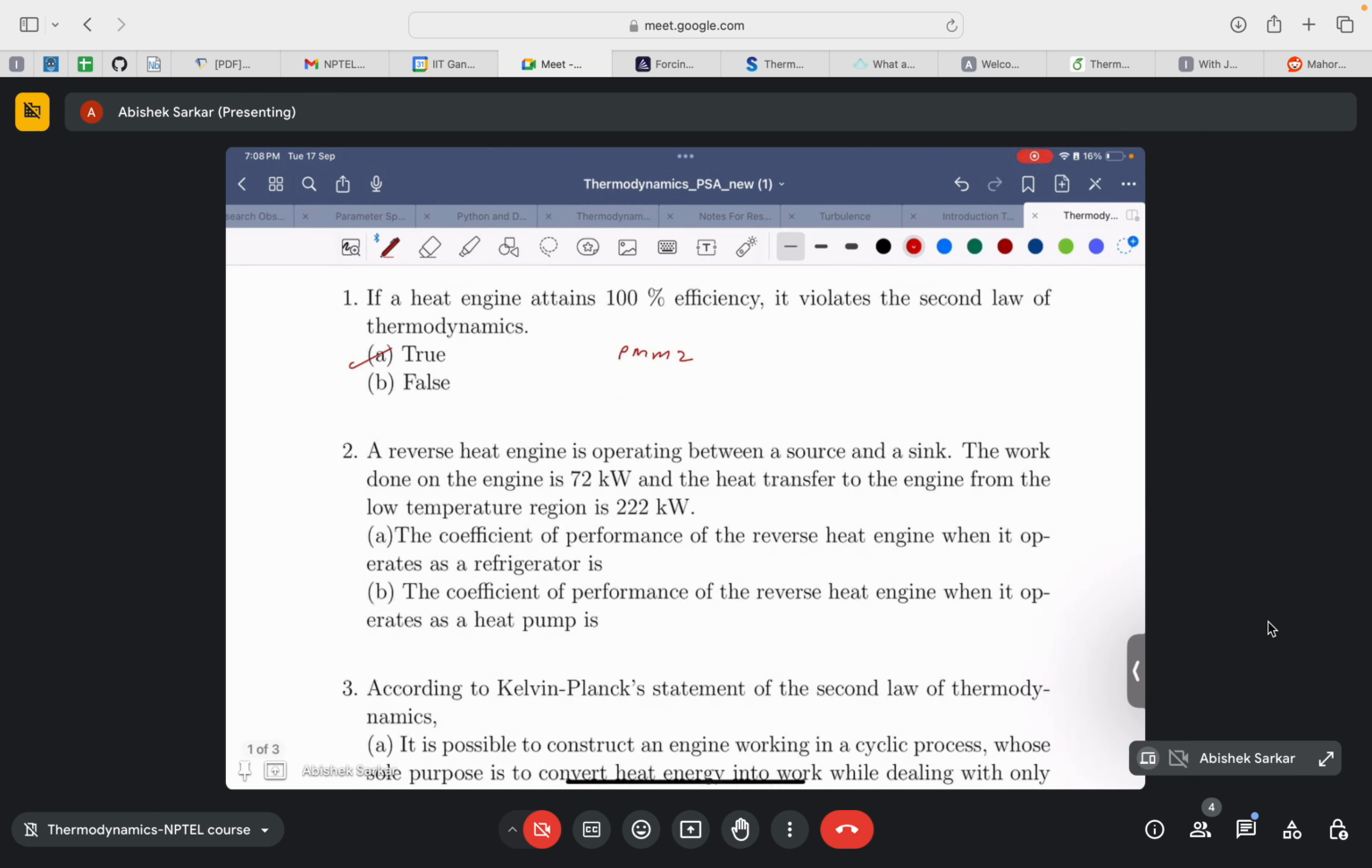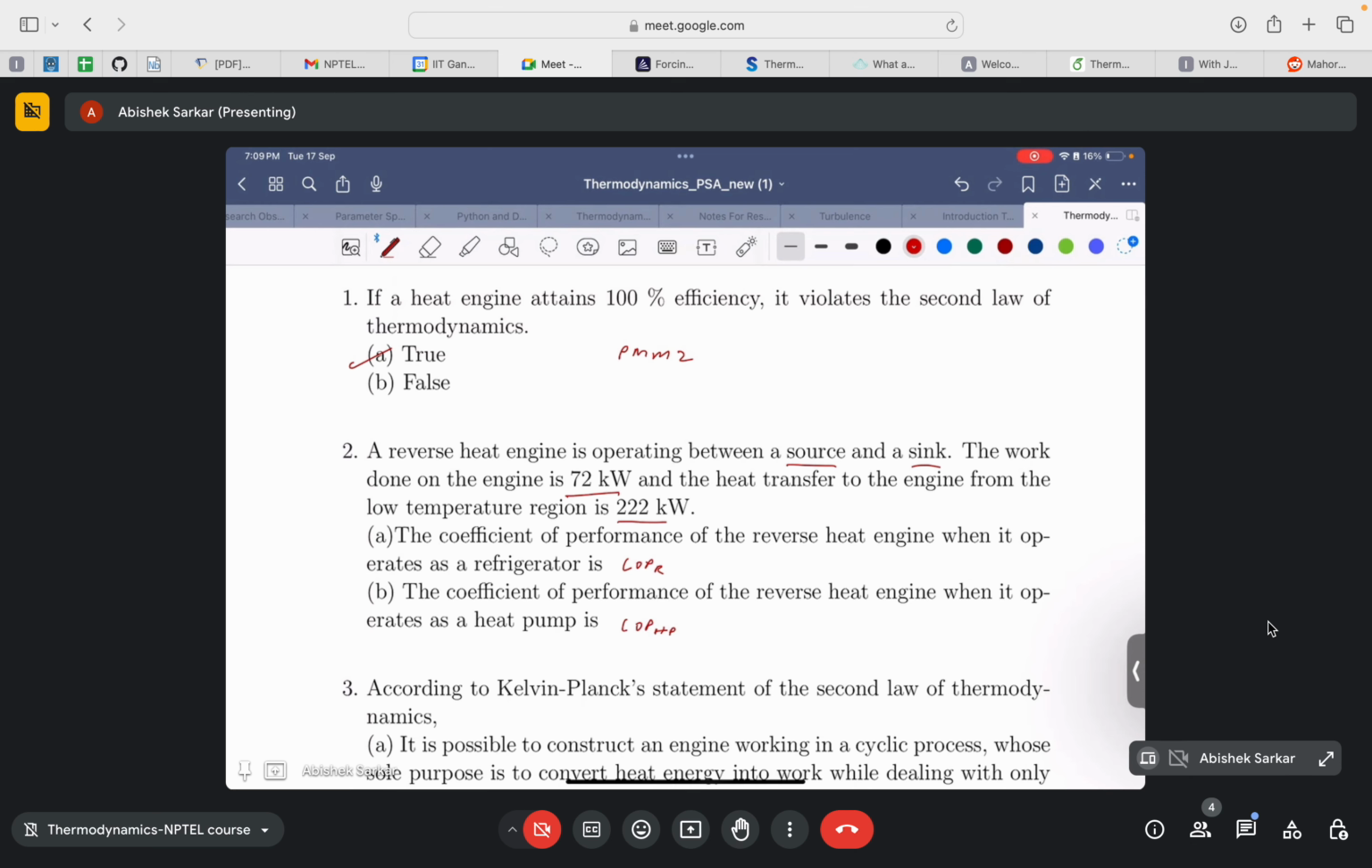Yes, so the next question is, a reverse heat engine is operating between a source and a sink. The work done on the engine is 72 kilowatt, and the heat transfer to the engine from the low temperature region is 222 kilowatt. First, you need to find the coefficient of performance for a reverse heat engine when it operates as a refrigerator. So you need to find COPR, then COPHP.